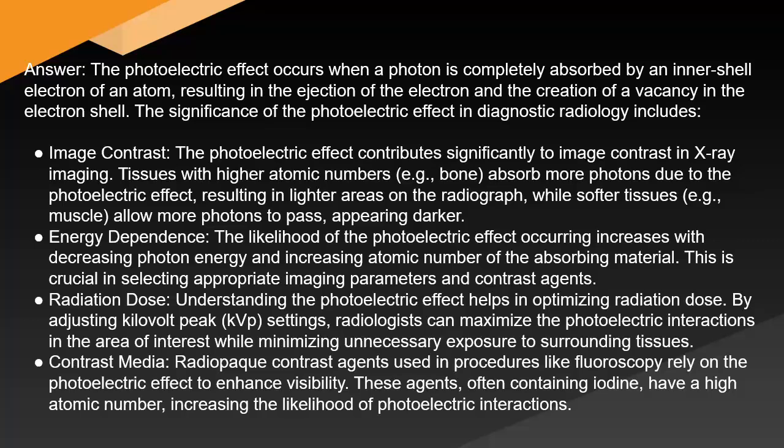Tissues with higher atomic numbers, e.g., bone, absorb more photons due to the photoelectric effect, resulting in lighter areas on the radiograph, while softer tissues, e.g., muscle, allow more photons to pass, appearing darker. Energy dependence. The likelihood of the photoelectric effect occurring increases with decreasing photon energy and increasing atomic number of the absorbing material. This is crucial in selecting appropriate imaging parameters and contrast agents.